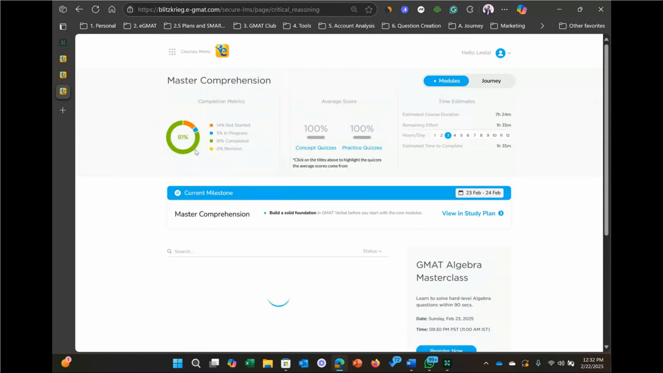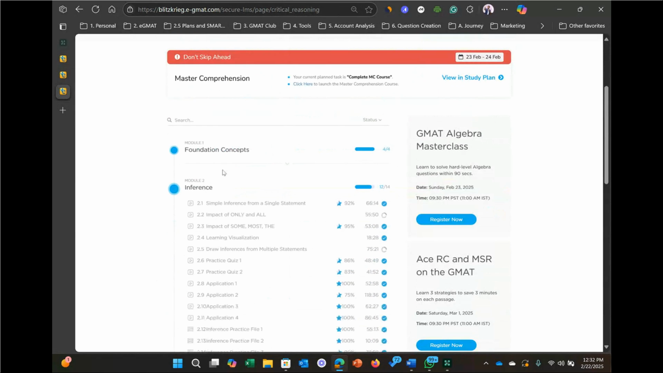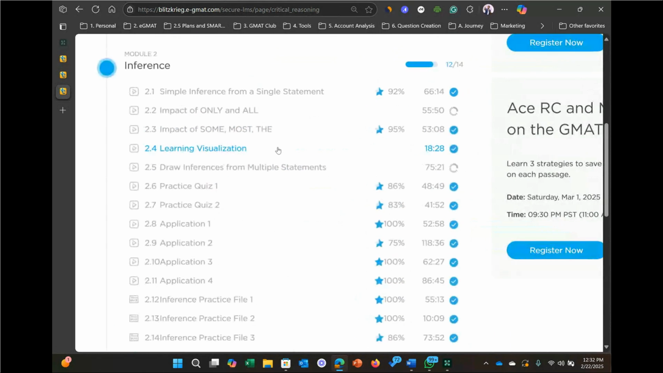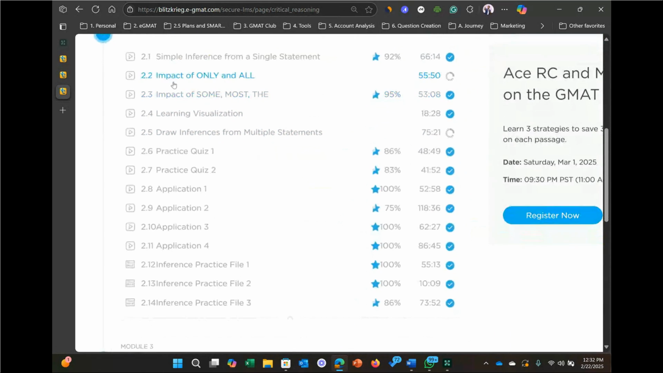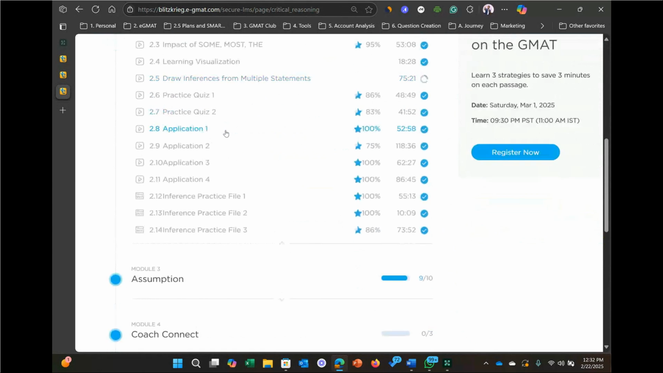Then let's go into the critical reasoning part of it here. Our foundation concepts and inference module are one of the most critical pieces here. This is extremely detailed, where we help you with visualization of extremely essential words on the GMAT: only, some, most, the. How do you visualize information with multiple sentences? And then we evaluate you.